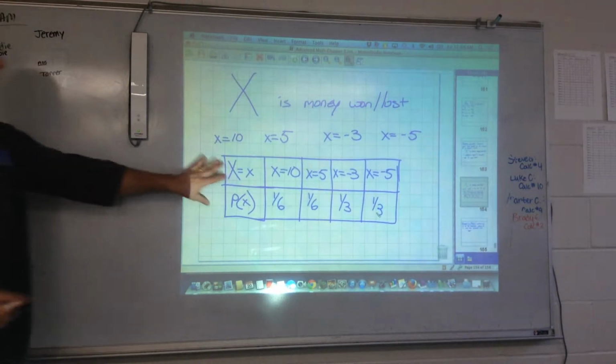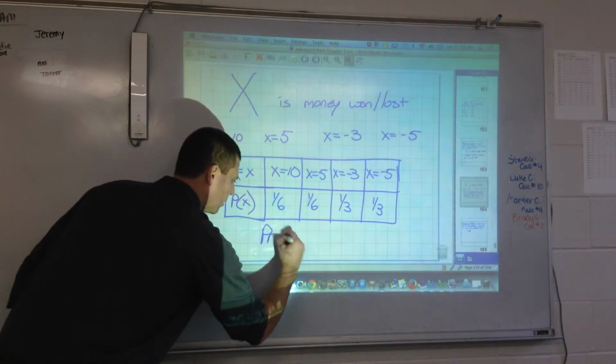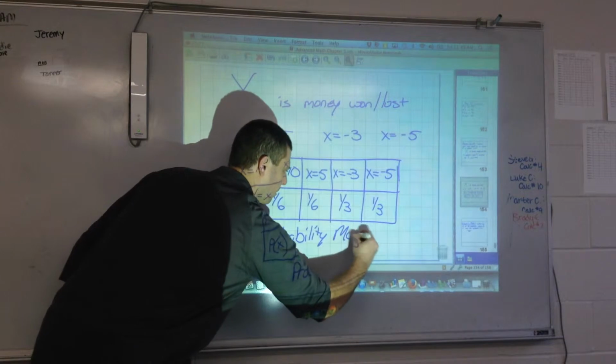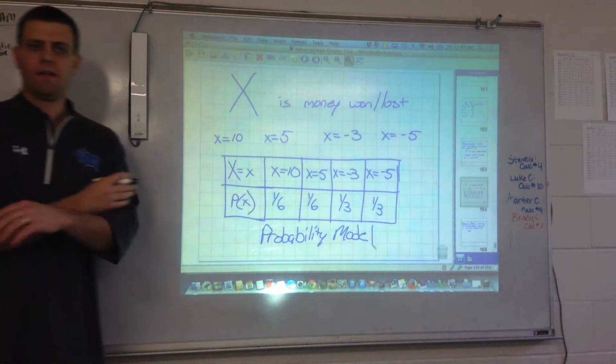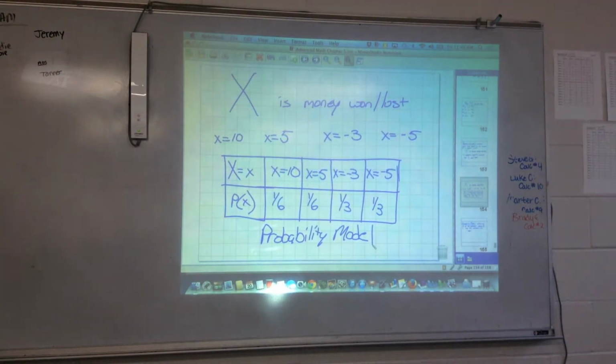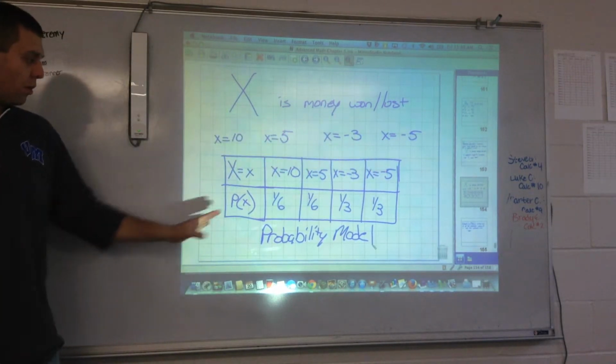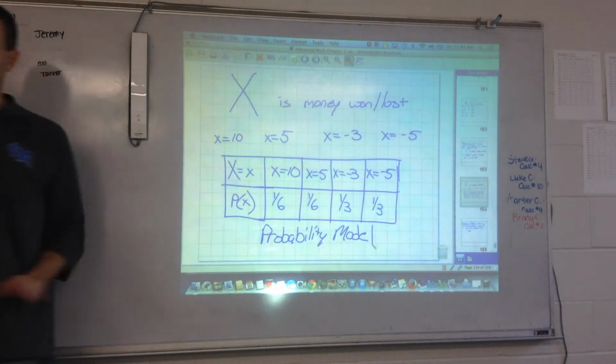The house. This is your probability model. That's an example of a probability model. It's a collection of all the possible outcomes. So that's what this top row is, all the possible outcomes, along with all of their probabilities of occurring.